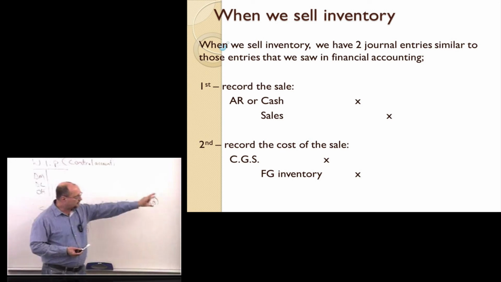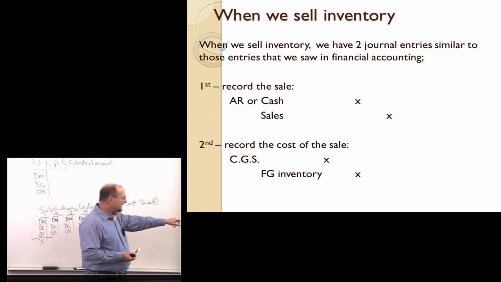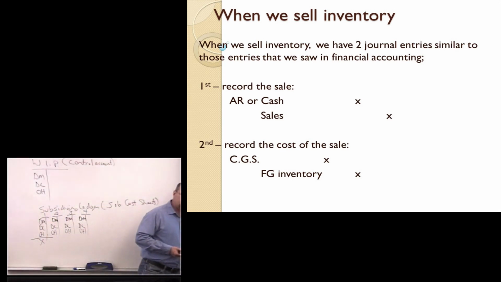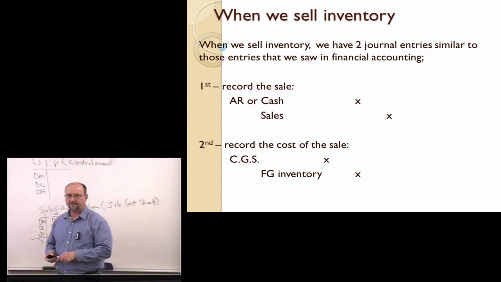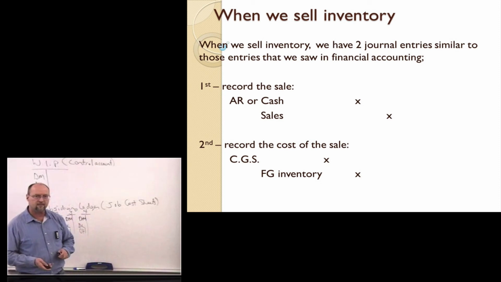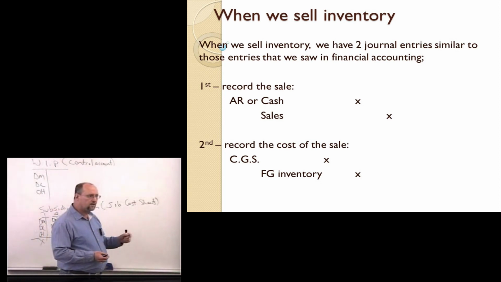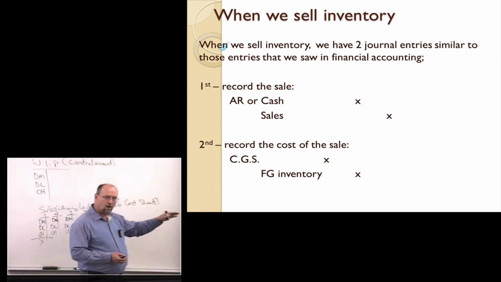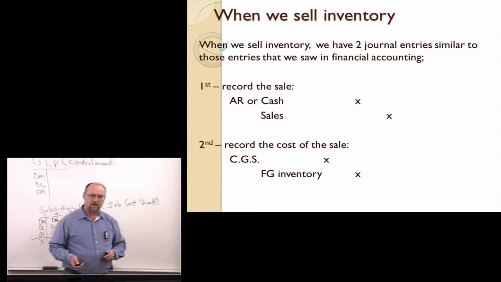These journal entries are identical to a merchandising environment, except this credit here, this would have been merchandise inventory. Instead, it's finished goods inventory in a manufacturing environment. That's the only difference. And now we've completed the flow of costs through a production process.